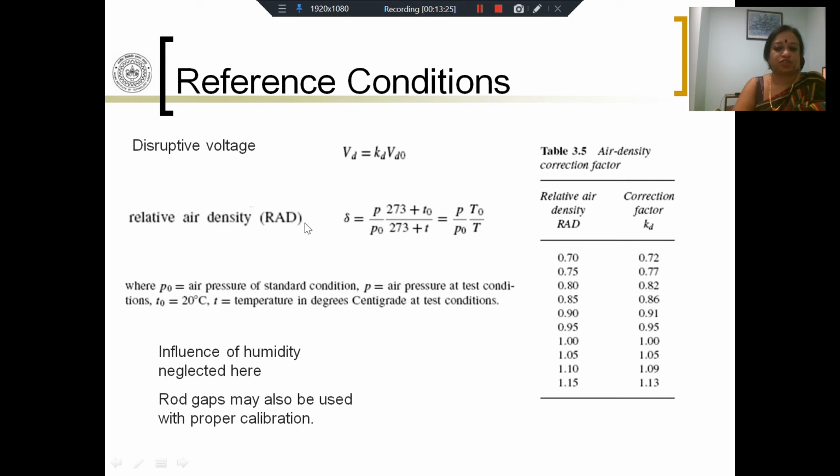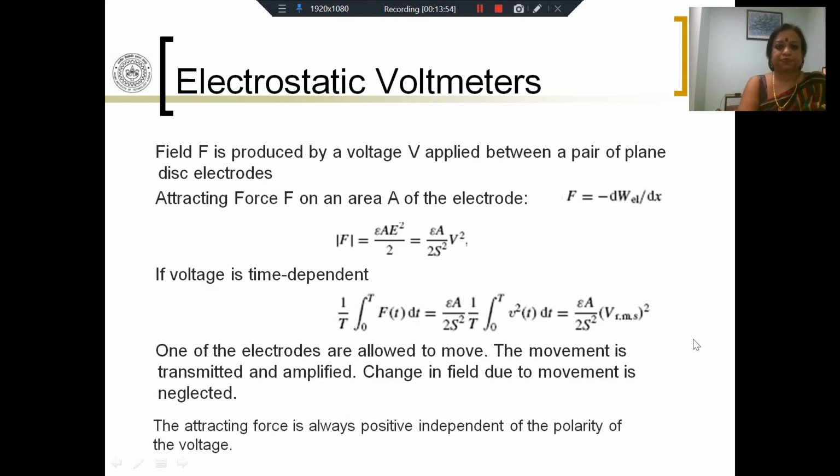So it's actually lower. In this discussion, the influence of humidity is neglected, but if you are working with humid conditions, which are way off normal humidity conditions, the influence of humidity also has to be taken into account and the correction factor incorporated for humidity. Just as we use sphere gaps, rod gaps may also be used with proper calibration. Rod gaps are not as dependable as sphere gaps, but with proper machining, they can be used.